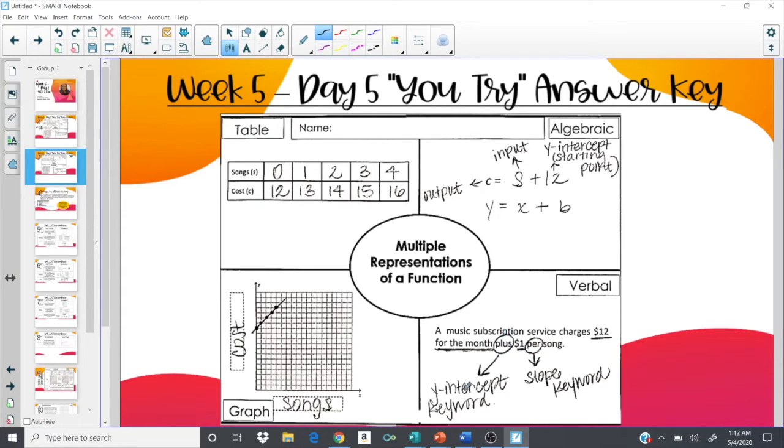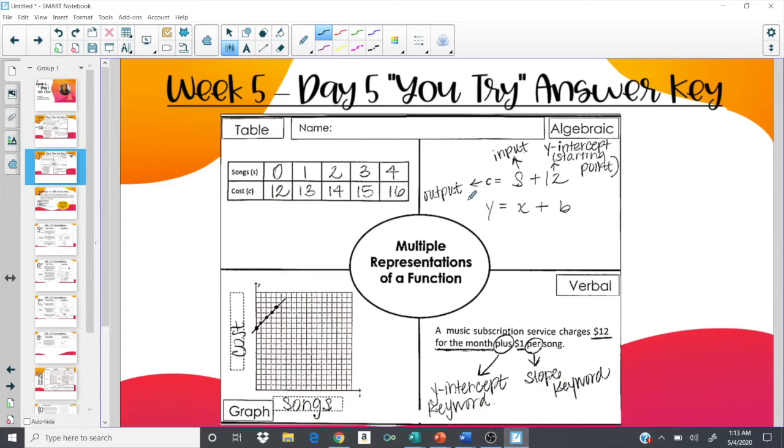Plus is a y-intercept keyword. It represents an additive relationship. Okay, you're adding something. And then per is a slope keyword. It represents a constant rate of change. Okay, so for every song you are paying $1. And if you don't buy any songs, you will pay $12 for the month for the subscription. Okay, so 12 represents your y-intercept, and 1 will represent your slope.